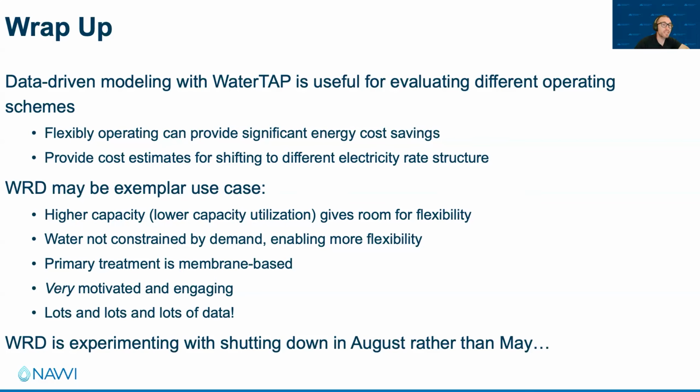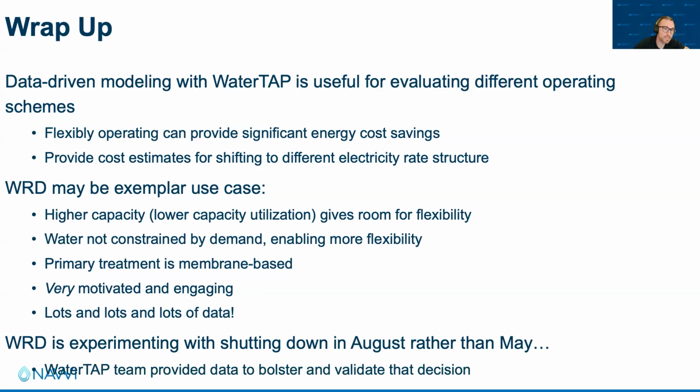Finally, I'll also say WRD is actually experimenting with shutting down in August rather than May. Right now, their water year ends in July, and so they like to produce as much as possible until they hit their 10,000 acre-feet. That has been around May in the past, so they're producing water during the most expensive time of the year, in the summer. And so they're looking at shutting down in August. As part of this partnership, we've been able to provide data and analysis to bolster and validate that decision. That's been pretty exciting to come out of this collaboration.